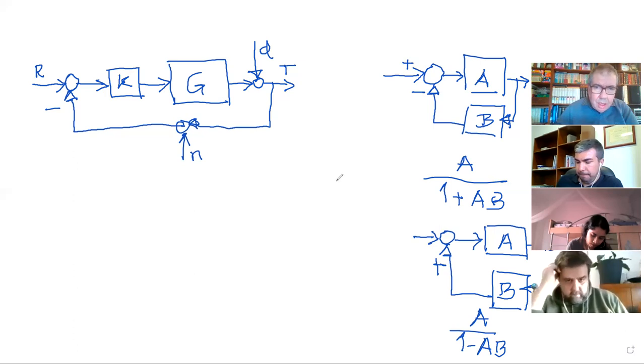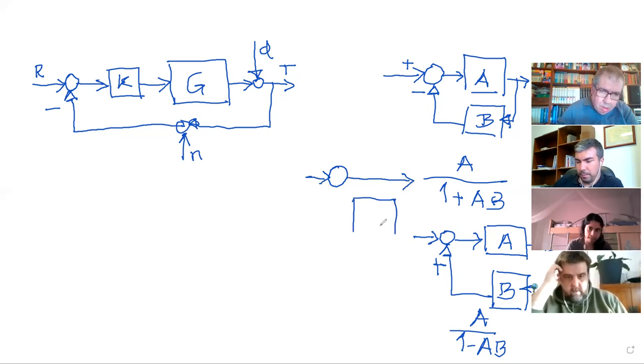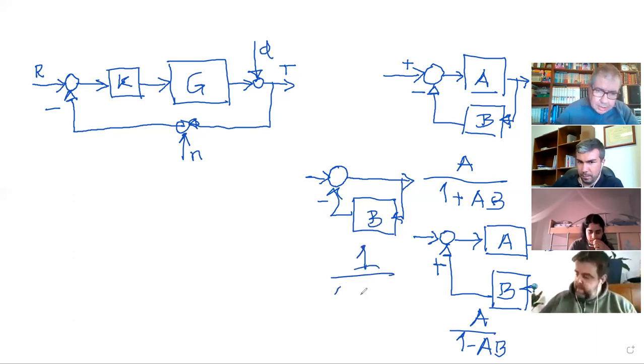Now, suppose that I have another thing, which is B with a minus. This is what? One divided by 1 plus B. That's right. Okay.